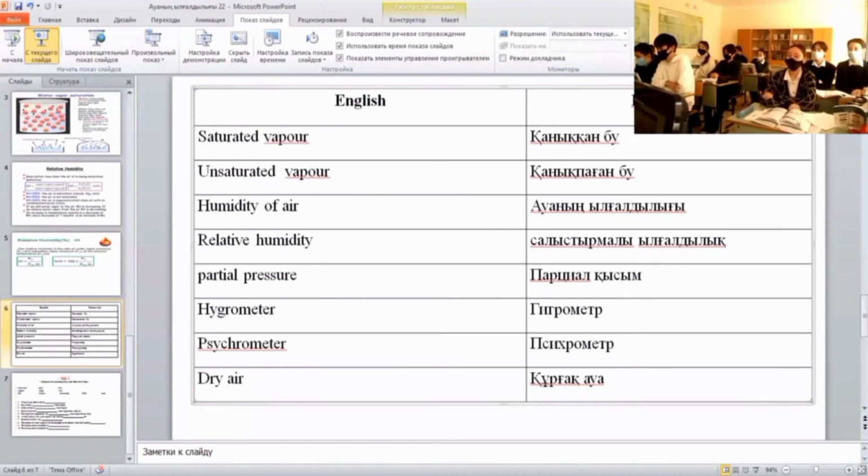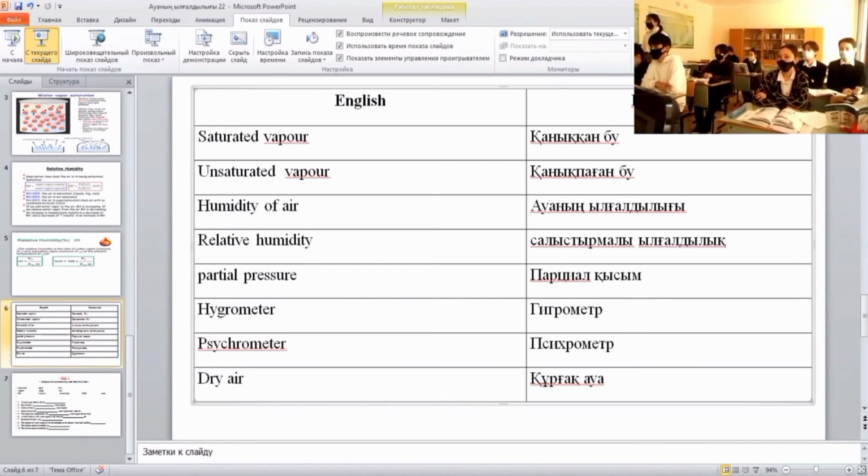Second group. Humidity of air. Humidity is the amount of water vapor in the air. It can be measured as absolute humidity or as relative humidity. Relative humidity is defined as the ratio of the partial pressure of water vapor in the air to the saturated vapor pressure of water at the same temperature.